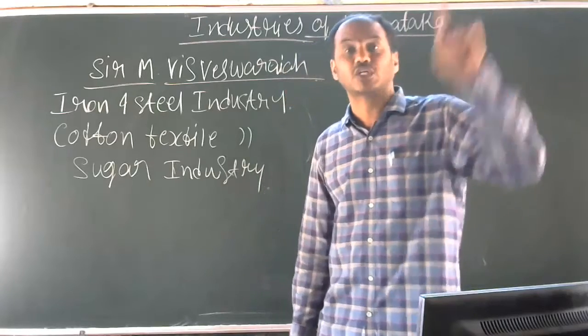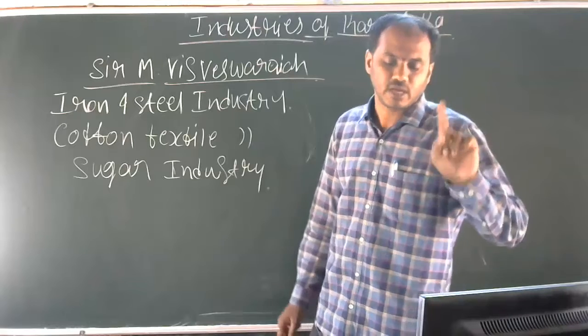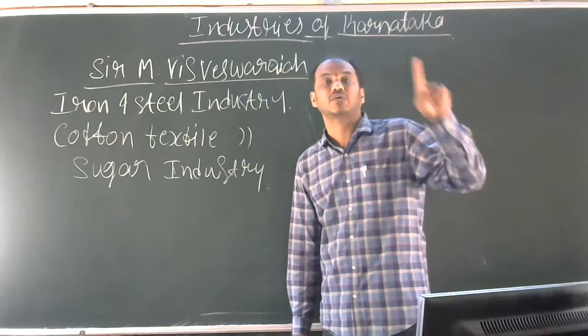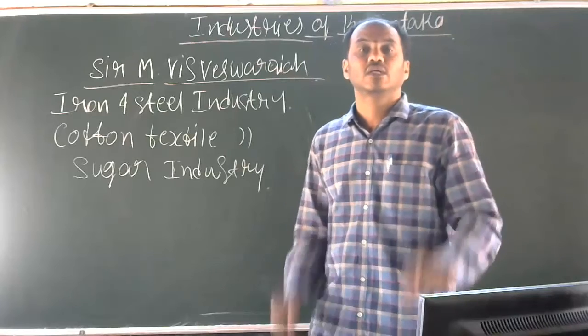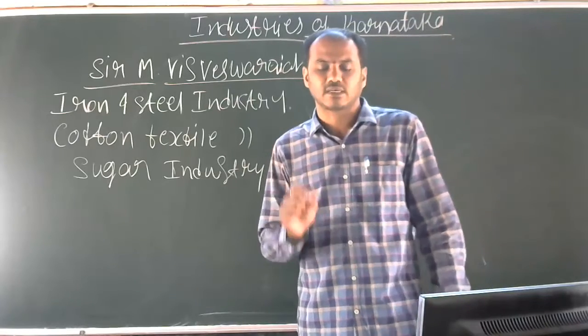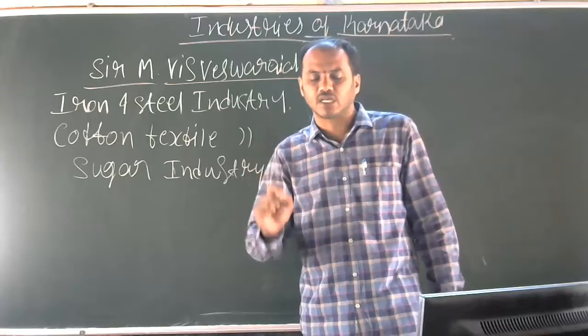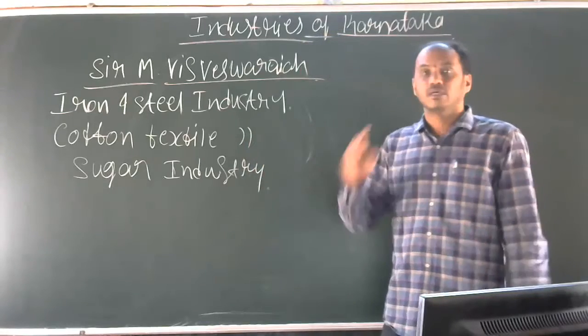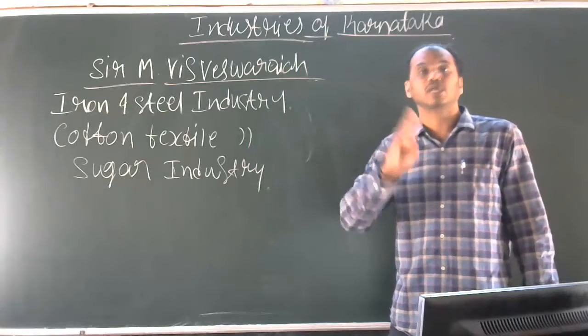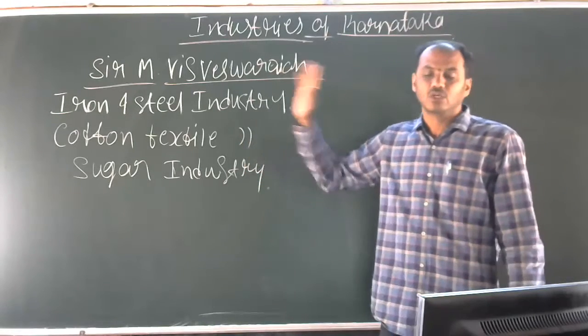Now there are 47 sugar factories in the state. Their total annual production is 339 lakh tons. Karnataka stands third in the production of sugar in the country. So this is regarding the sugar industry.